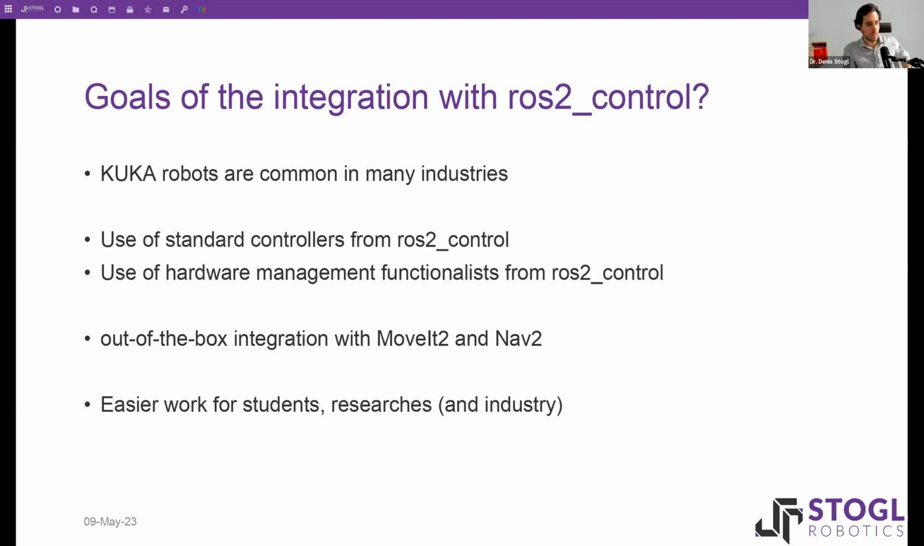Then, what is the idea? Kuka robots are common in many industries, so we want to have support for them in ROS2 control, and we want to reuse standard controllers, typically the joint trajectory controller or the admittance controller and so on. And if you are also using a more complex hardware setup, then you can profit from the hardware management functionalities of ROS2 control. In the end, you get out-of-the-box integration with MoveIt 2 and Nav2.